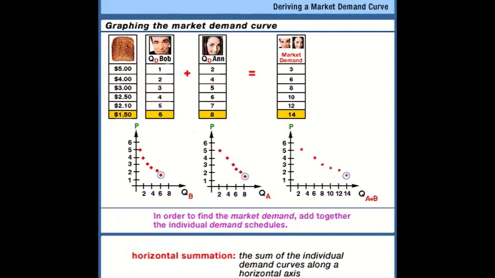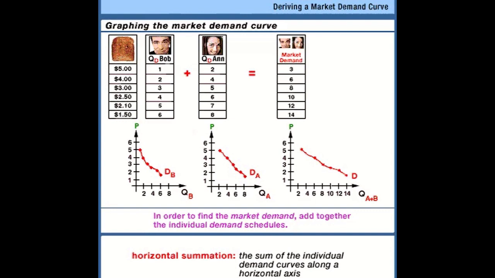Now, just as we can connect the dots to get the individual demand curves, we can connect the dots to get the market demand curve. If I connect these dots, I get the individual demand curve for Bob. If I go next door to this diagram and connect these dots, I get the individual demand curve for Ann. And if I connect the dots in the far diagram, that is the sum of these 2 individual demand curves, I get the market demand curve. And I'll simply label it with a D because it represents the sum of Bob and Ann and anyone else if we did this exercise more generally.